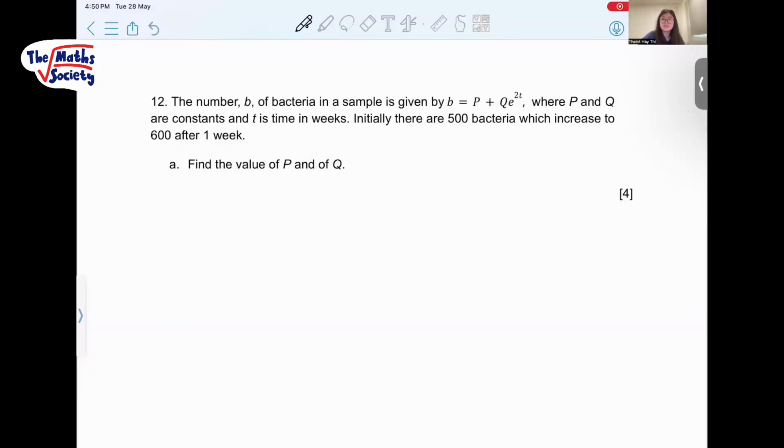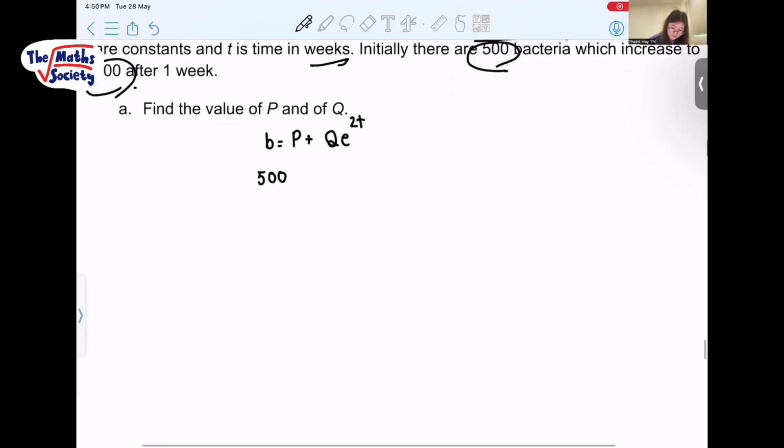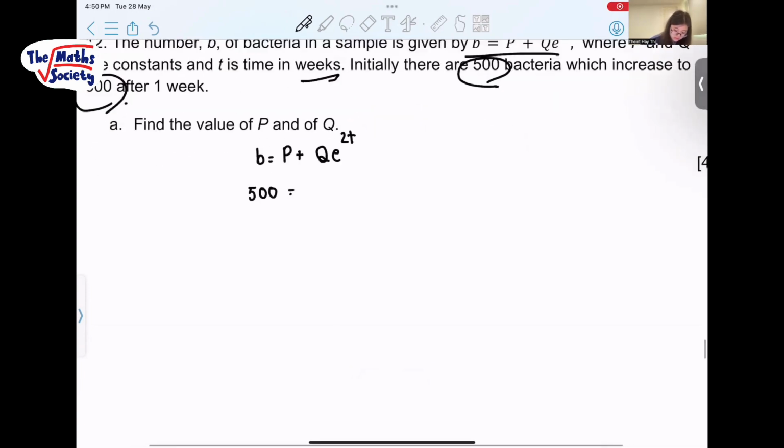So number 12, this says that the number of bacteria B is given by B equals P plus Q e to the power 2T. P and Q are constants, and T is time in weeks. Initially there are 500, which increases to 600 after 1 week. So we write two equations to find P and Q as usual. 500 was the initial, and it equals P plus Q e to the power, because it's initial, it's going to be 0. So you have 500 equals P plus Q. That's going to be your first equation.